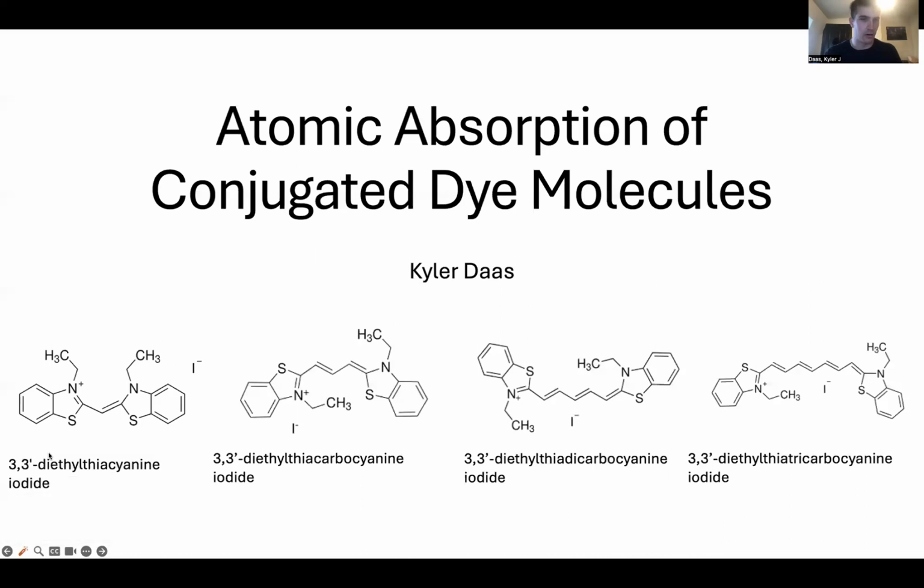All right. So today I will be presenting on the atomic absorption of conjugate dye molecules. The dye molecules which we are looking at are here below. The names are kind of a mouthful, so throughout the experiment, I'm just going to refer to them as dye 1, dye 2, dye 3, and dye 4. So we have a lot to go through, so I'm going to try and be quick. So let's go ahead and get started.